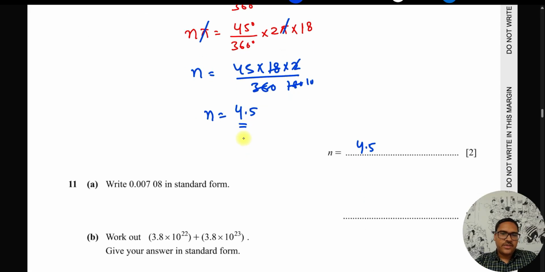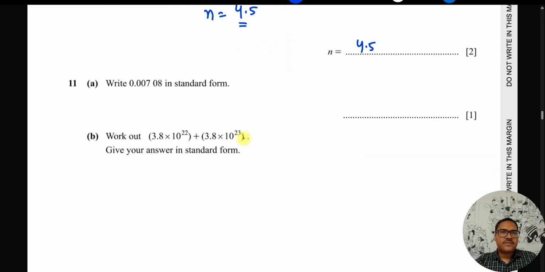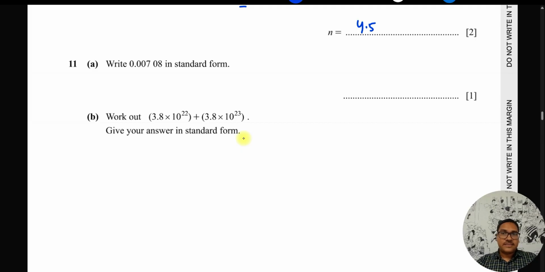Okay. Now the next part is write the number in standard form. Again a very standard question. You have to shift this decimal to here. So how will you shift the decimal? This will become 7.08 into 10 to the power, how many places? 1, 2, 3 places. This is negative 3. That is the answer. In standard form you have to shift the decimal 1, 2 and 3 places, so it will be minus 3. So this is 7.08 into 10 to the power minus 3.